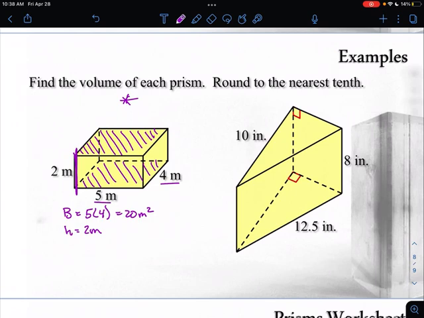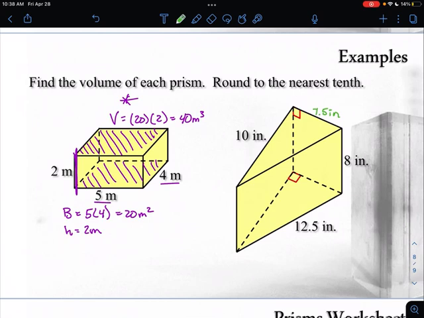And now I'm just going to plug it in the formula. For the volume, the area of my base was 20, times the height of my prism, 2, I get 40 cubic meters. Okay, so that's what I would suggest as far as the process for this type of problem. When we look at the second one, first thing, there's a piece missing from the picture. So this side is 7.5 inches, and now we have all the dimensions that we need.